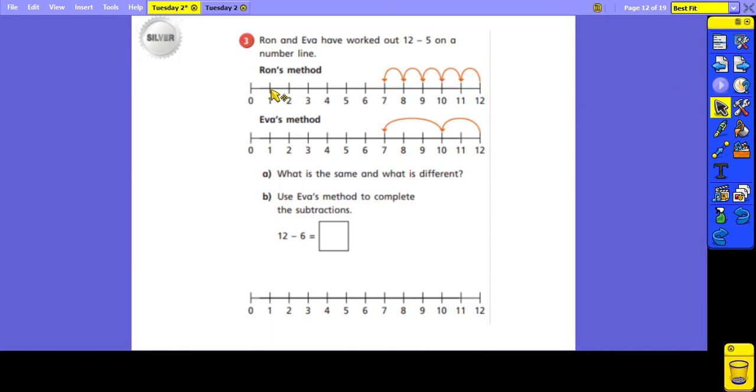Here we've got the 2 different methods that I spoke to you about, and you're being asked to describe what the differences and similarities are between them, and then you've got to use Eva's method, which was the second method I showed you, to try and work out the answers to these questions.